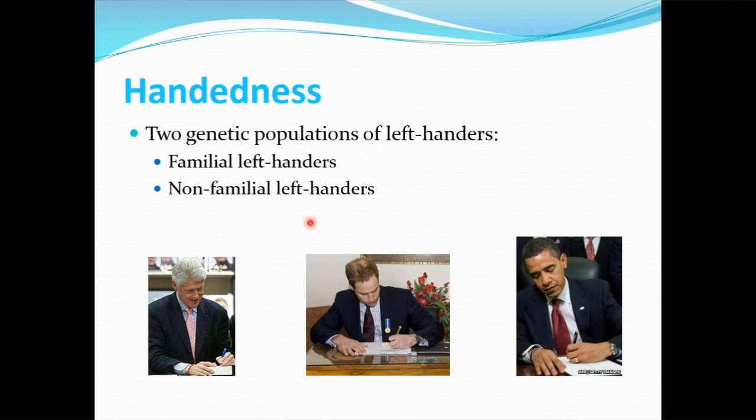Or are they non-familial left-handers? Because if they're left-handed and there isn't a family history of it that can be clearly identified, it is possible that they're left-handed because there was some brain damage causing the functions to move over to the other side. So you need to always ask about family history of left-handedness if you have a left-handed patient.